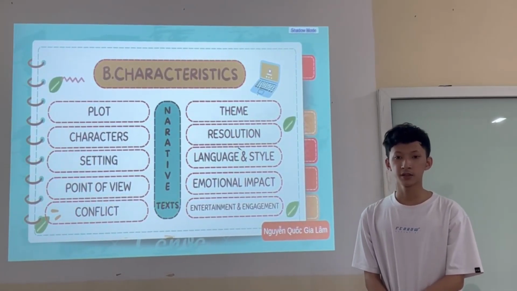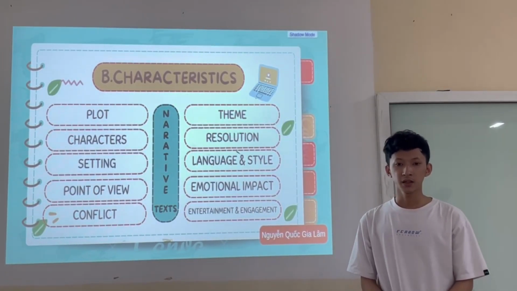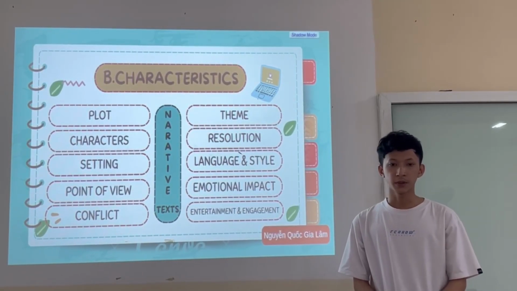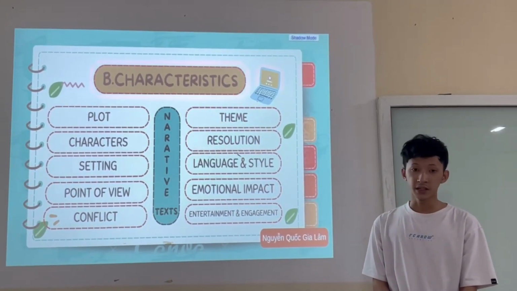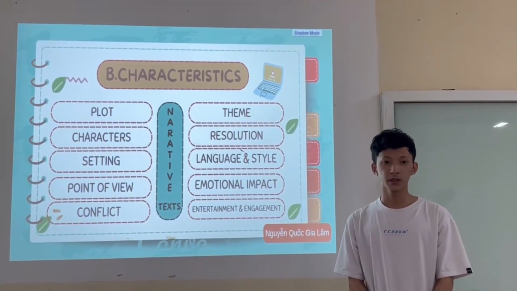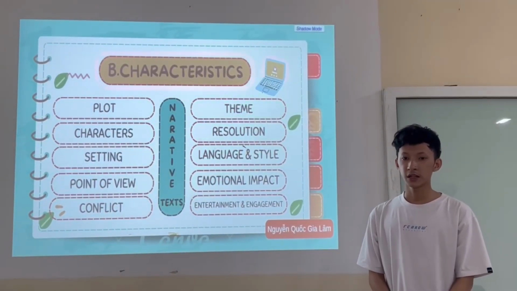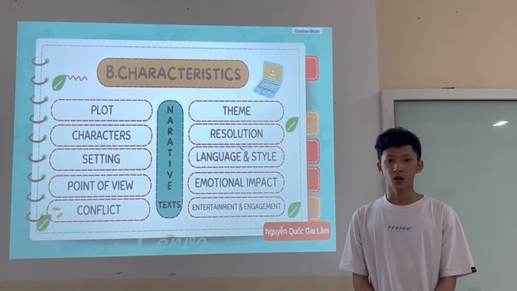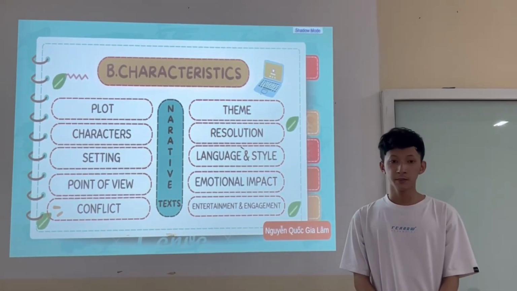Narratives can be told from various perspectives, such as the first person, limited, or the third person omniscient. And the next is the conflict. Most narratives involve some conflict, whether it's internal within a character, or external between characters or between a character and their environment. And the next is theme.